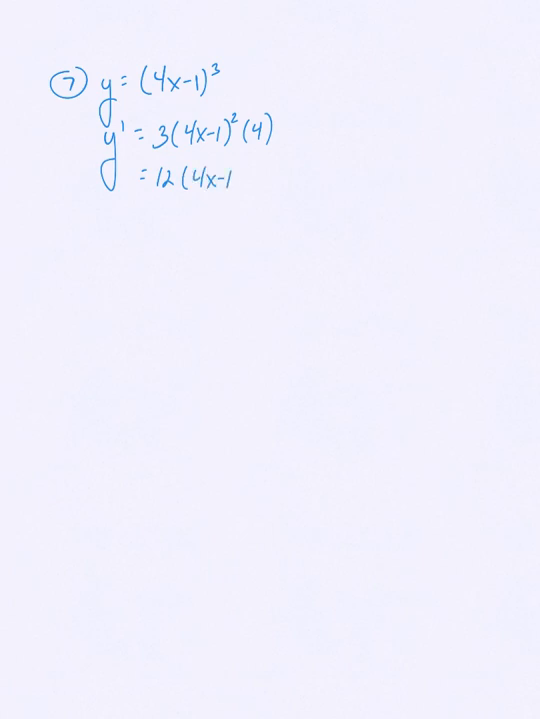Okay, here are our solutions on the chain rule. Starting with number 7. This is a nice little one. It's 3 in front. Exponent becomes a 2, multiplied by the derivative of what's inside, and we get a nice 12(4x minus 1) squared. All right, next problem is 13.